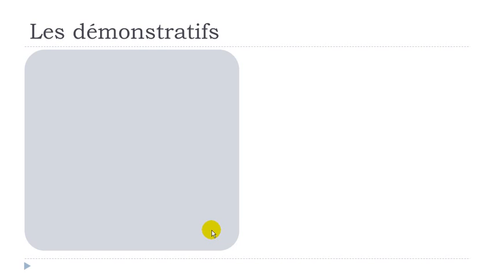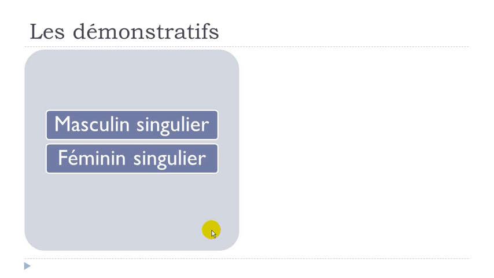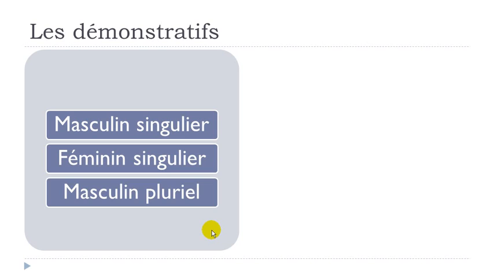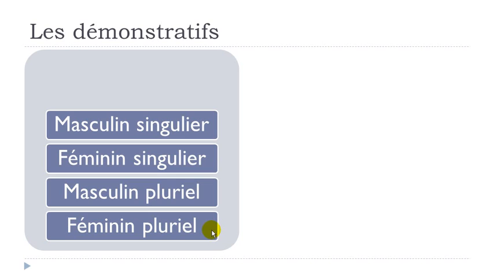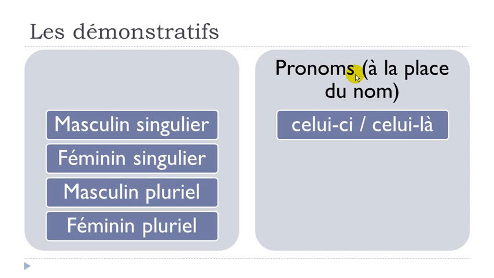But let's continue now with le démonstratif. So we'll see now the pronouns. Okay, so same thing. We'll see the masculin singulier, then féminin singulier, then masculin pluriel, and then féminin pluriel. Okay, so pronouns. It does mean that you will have to use these pronouns instead of the noun. Okay, so for the masculine form, we will have celui-ci and then celui-là.